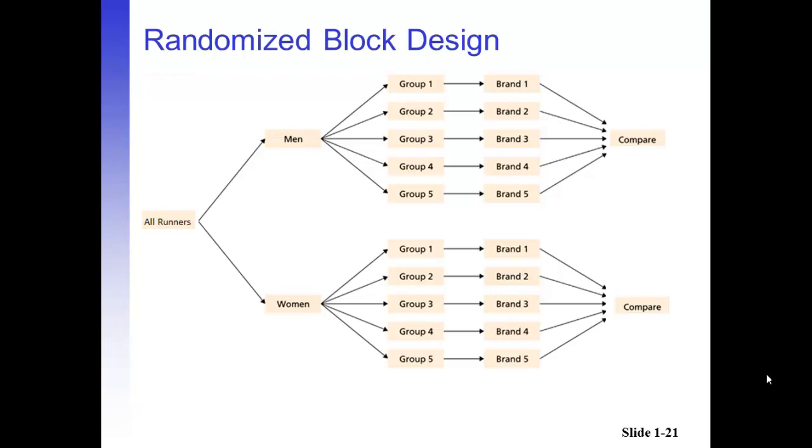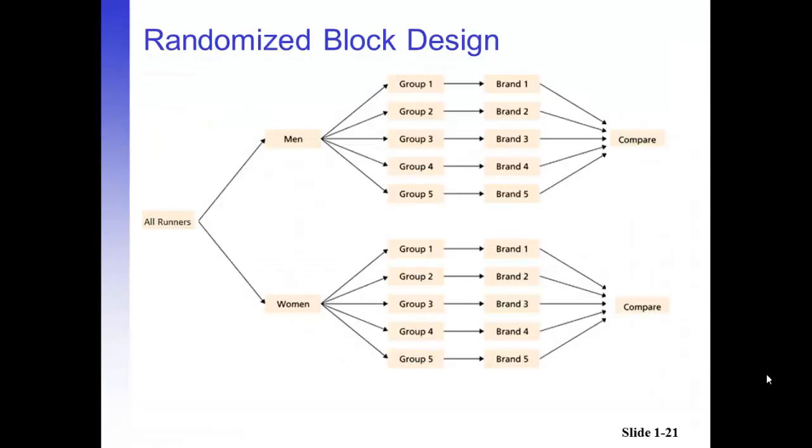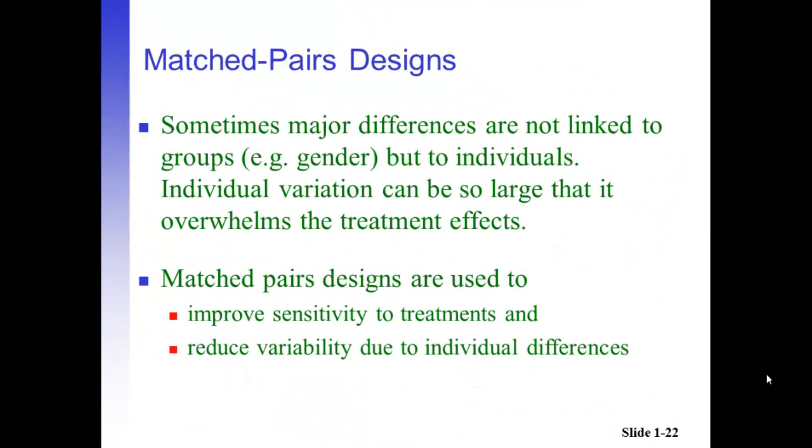In the case of the completely randomized design, we might only notice that injuries were relatively low for both brand 3 and brand 5. We wouldn't necessarily detect the fact that one brand is better for men and the other brand is better for women. It gives us examples of both completely randomized designs and the randomized block design. Let's move on then to matched pairs.